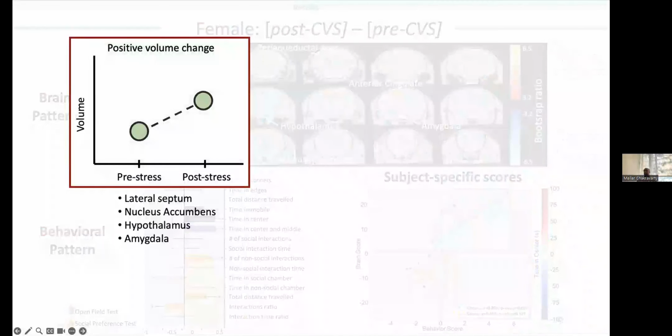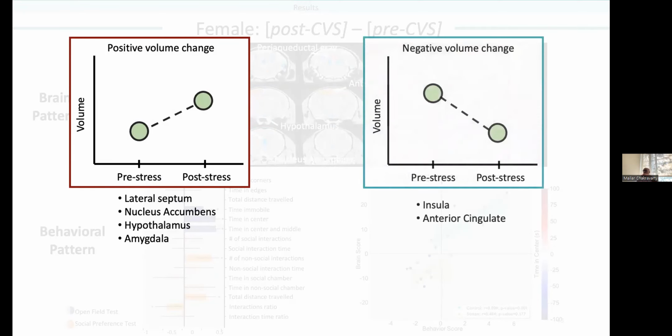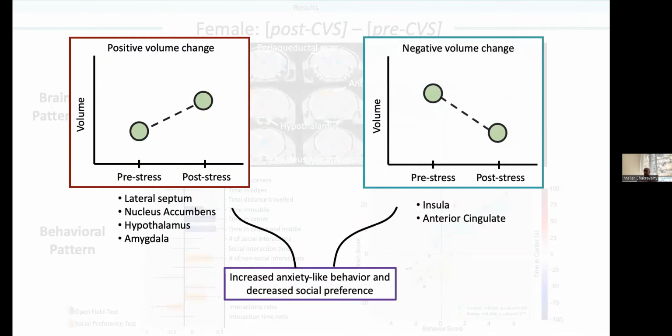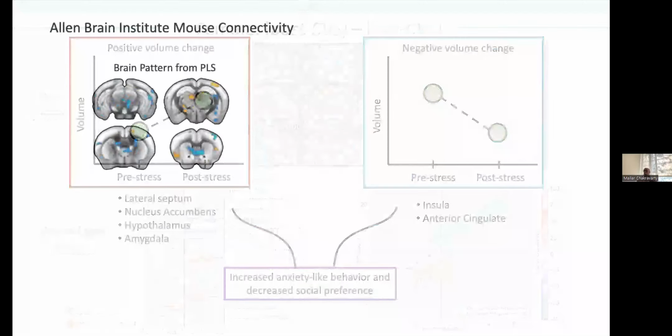So Liz was curious about this, and she wanted to look at how these positive volume changes that encompass a really interesting set of areas, the lateral septum, the nucleus accumbens, hypothalamus, and amygdala, and a negative volume change in the insula and anterior cingulate that are now correlated to increased anxiety-like behavior and decreased social preference. How are they ordered? How are they connected? And how can we use a connectivity profile between these areas to understand more about the organization of these areas and why these might be preferentially changing both in the positive volume sense and the negative volume sense?